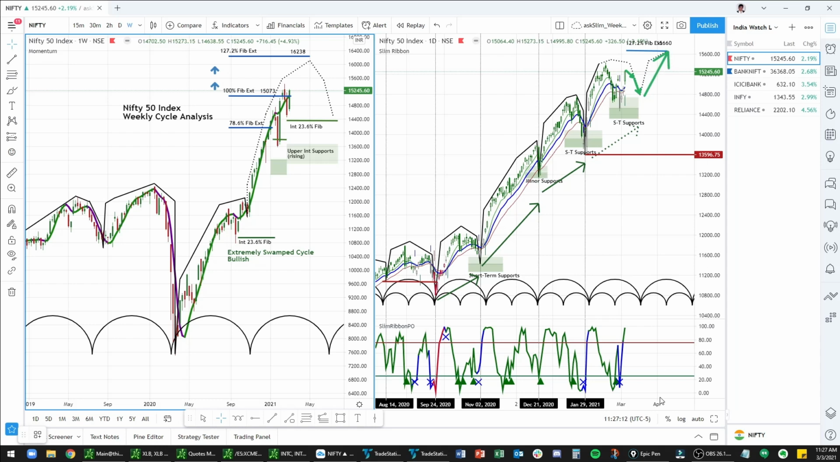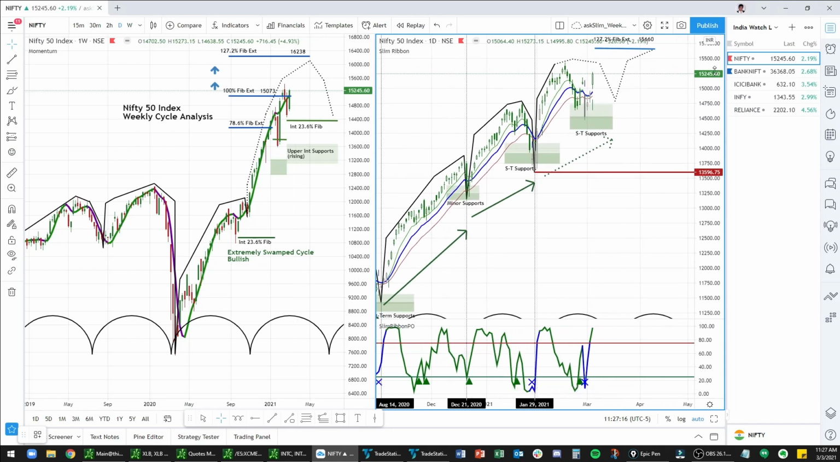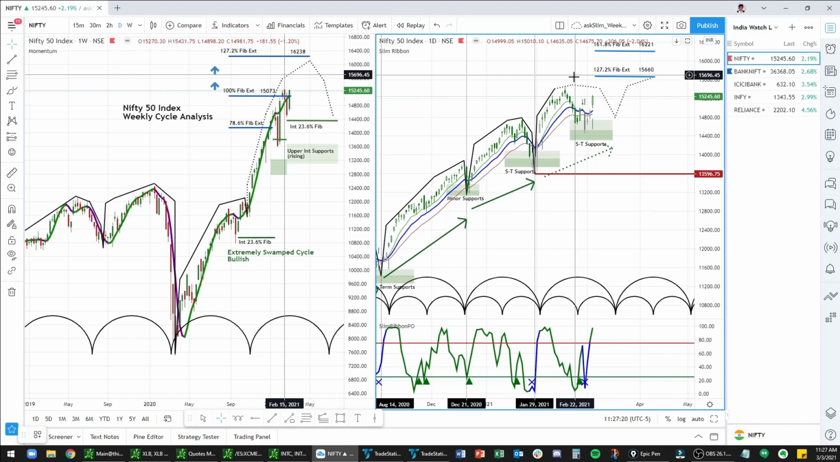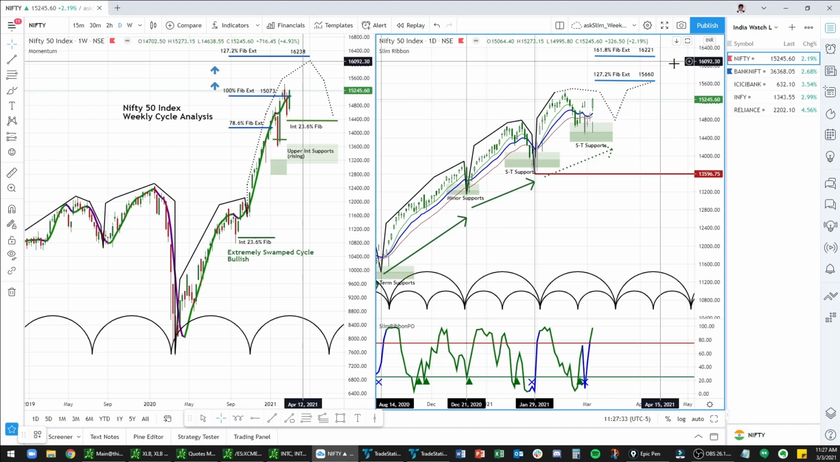And I want to zoom in a bit on this time frame here so you can see some of these targets. So on the upside, we have a 127.2 at 15,660 and a 161.8 at 16,221. So that's really what we will look for, likely by early to mid-April in the Nifty 50.